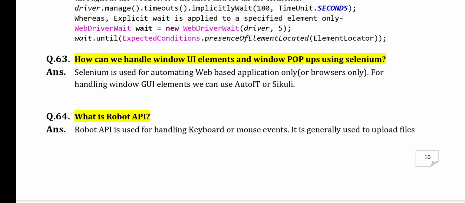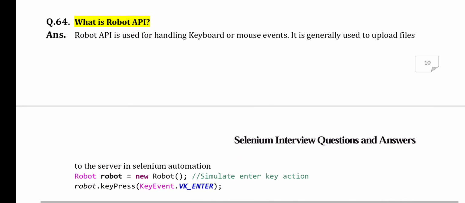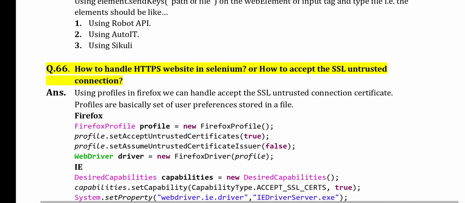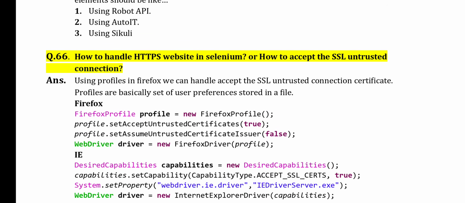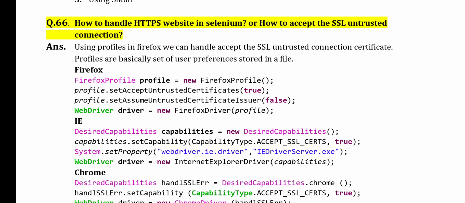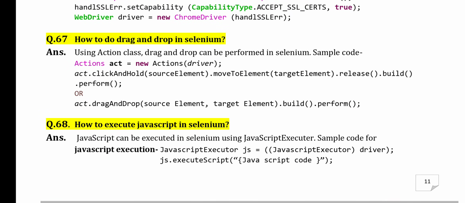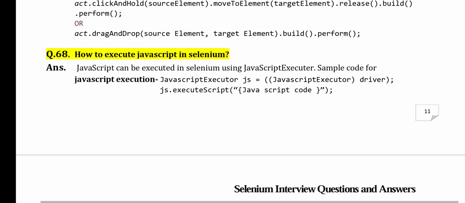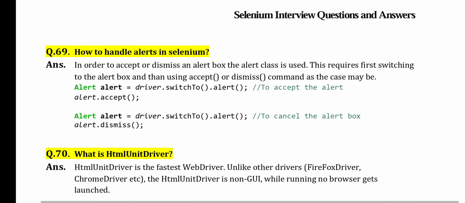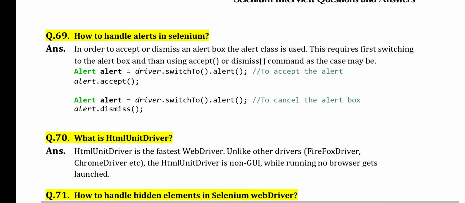How can we handle window UI elements and window pop-ups using Selenium? What is the Robot API? And how to do file upload in Selenium? How to handle HTTPS websites in Selenium, or how to accept the SSL untrusted connection? How to perform drag and drop? How to execute JavaScript in Selenium, the JavaScript executor? How to handle alerts?